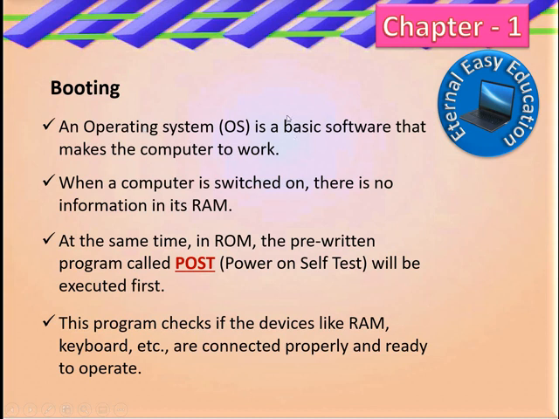An operating system, that is OS, is the basic software that makes the computer work. That means when you switch on the computer, we wait for a screen. When we see the start button screen, we feel happy that my system is okay and it is working. So the first screen we see on the monitor with the start button is said to be the operating system's first screen or desktop screen.